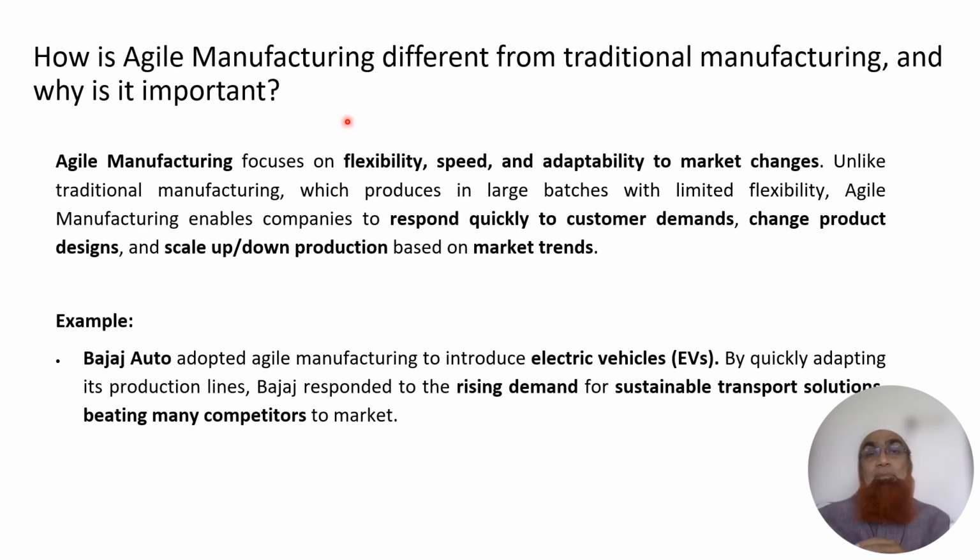How is agile manufacturing different from traditional manufacturing and why is it important? Okay, so agile is more about flexible speed, adapting to market changes, right? It responds quickly to customer demand, changes product design, and scales up or down based on market trends. You can have the example of EVs or other examples as well.